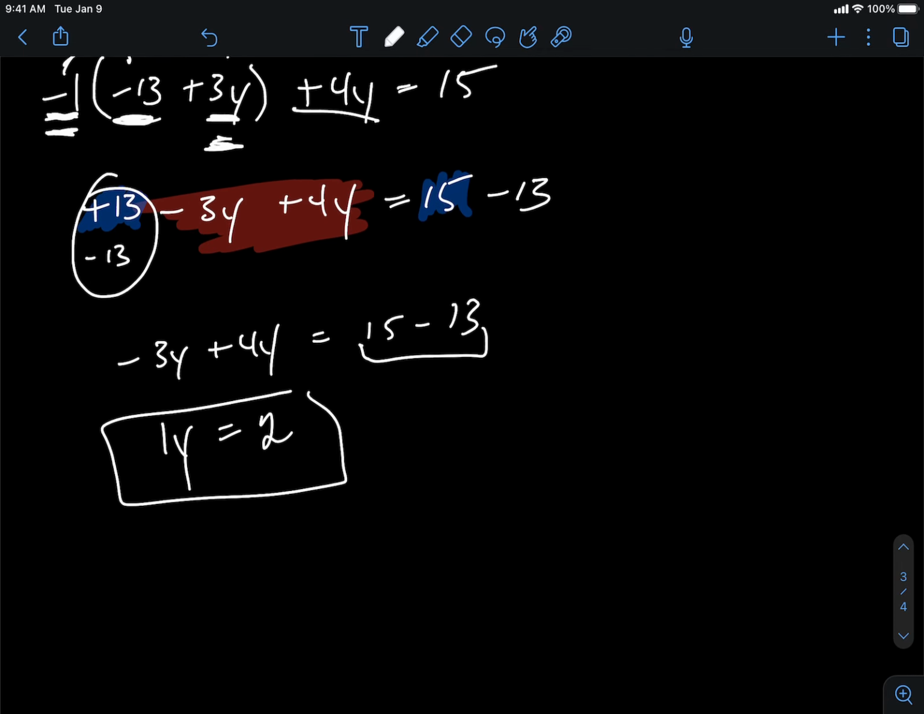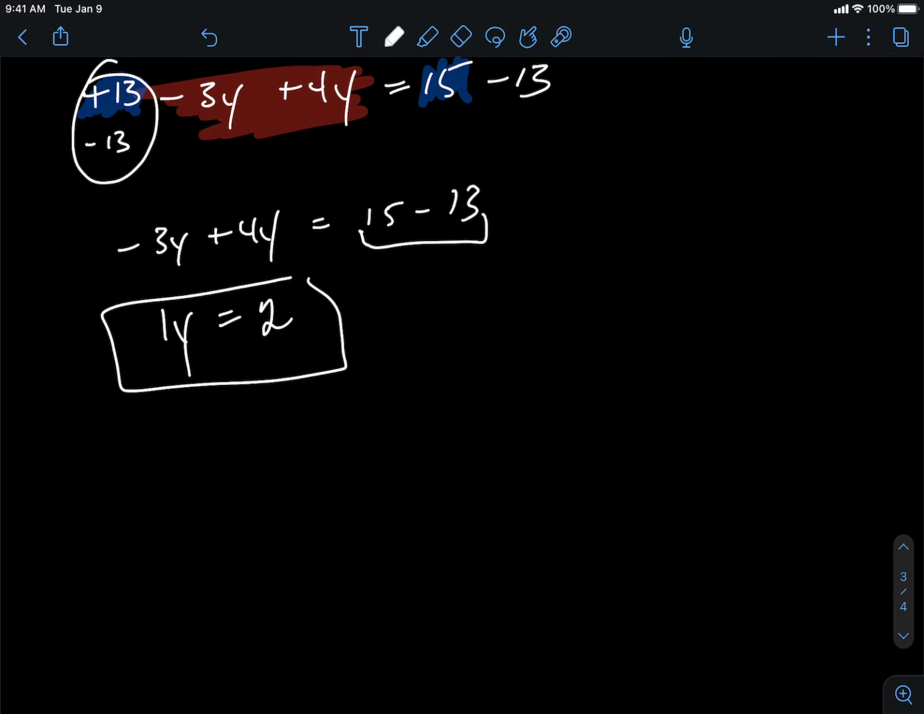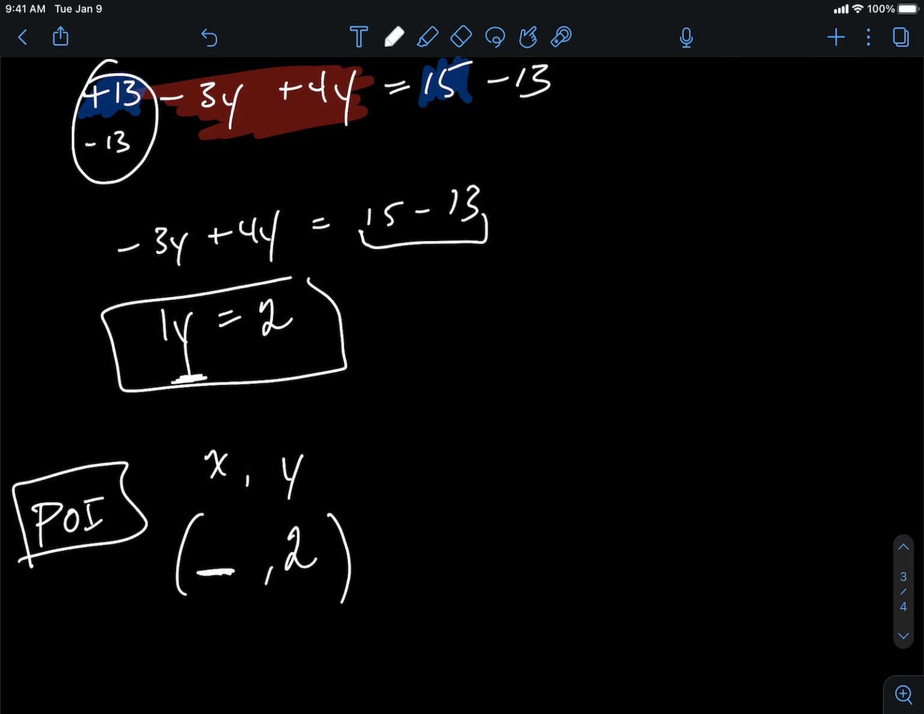Okay, and then you just have one step left, right? Because you're after this. This is the holy grail of linear stuff. You're after that point of intersection, right? And we know that any point, not just a point of intersection, always has an x and y. And you've only found the y piece. So you know it's 2, but you need to figure out what this piece is. How do I do that?